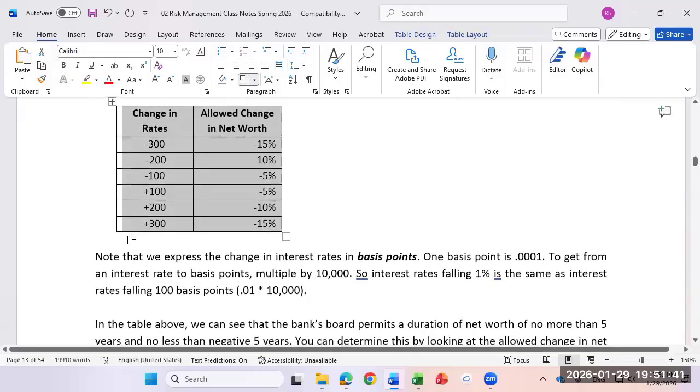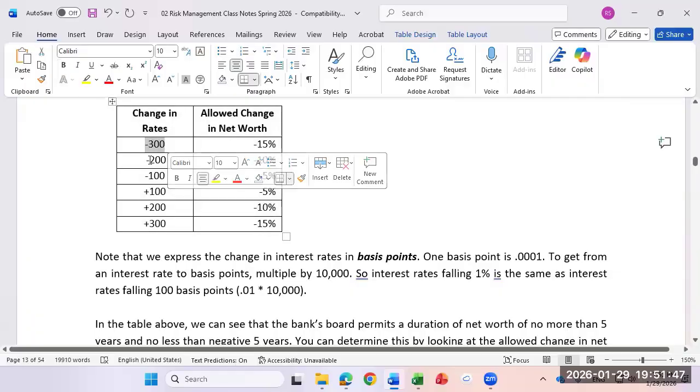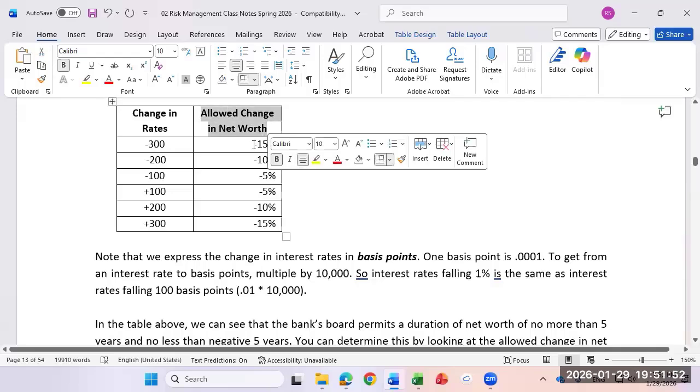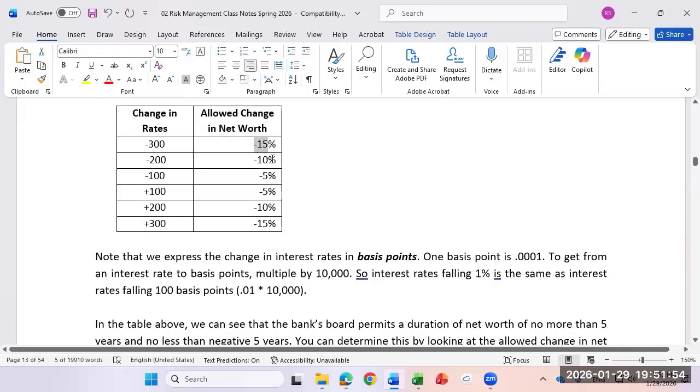Here's what a stress test looks like. You're going to see this in your bank's risk assessment. If interest rates change these amounts, how much is your net worth allowed to change? So we'll be calculating that. What the board is telling them, if interest rates rise 100 basis points, what is 100 basis points? You take 100 and divide it by 10,000. So 100 basis points is 1%. We do things in basis points, so get used to basis points.